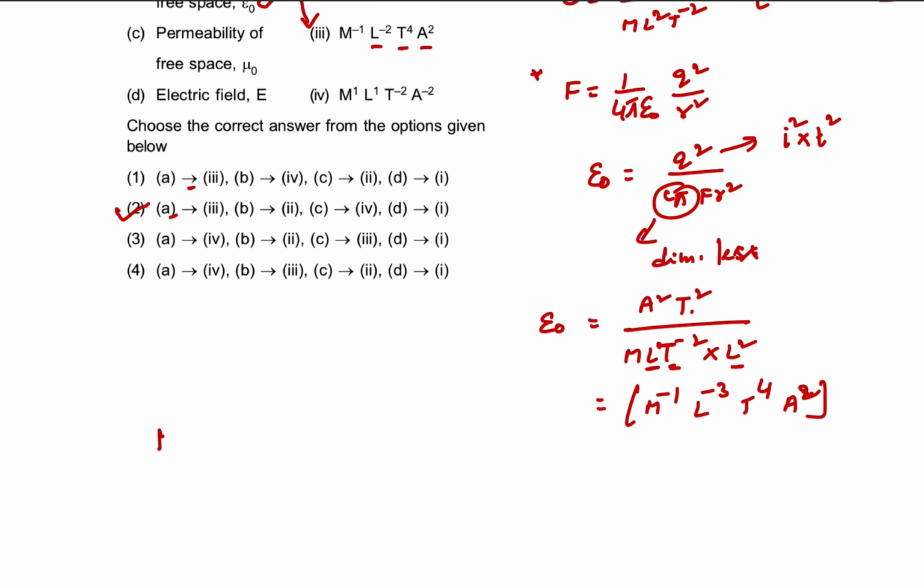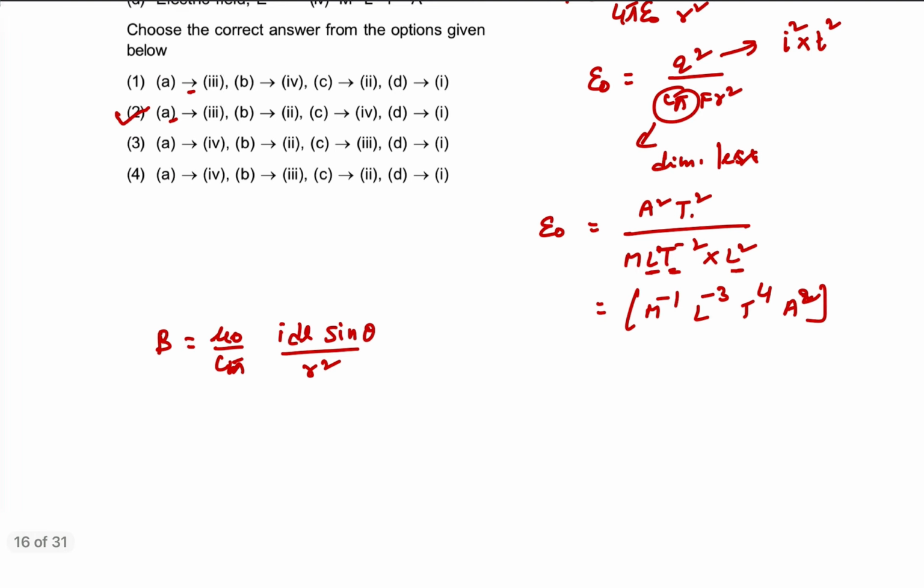Okay, remaining also I will check. Permeability of free space. Magnetic field B is equal to mu naught by 4 pi, I am writing by itself, I dl sin theta divided by R². B is equal to mu naught by 4 pi into I dl sin theta by R². I am remembering this, that's why I have written. If you want, we can write different things. C is equal to 1 by root over mu naught epsilon naught, that also we can write. Okay. What is a magnetic field? Force by pole strength.